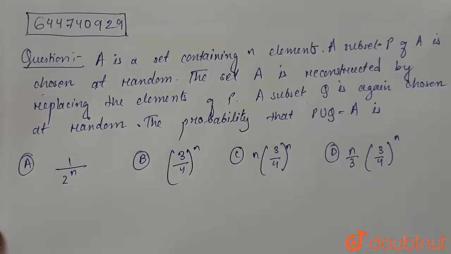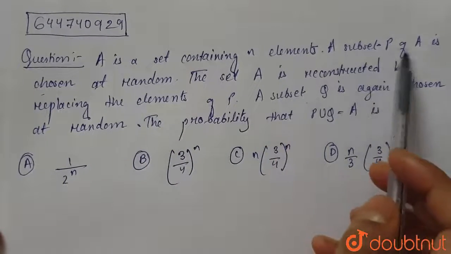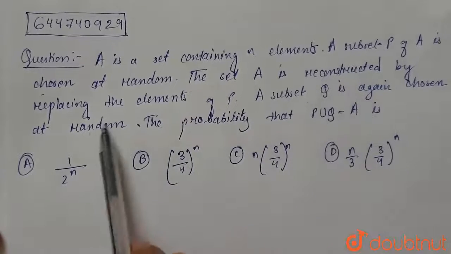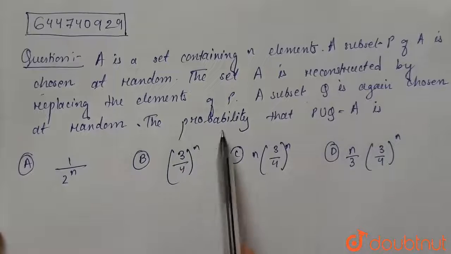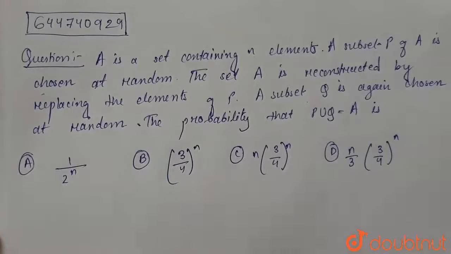Hello everyone. So today our question is, A is a set containing n elements. A subset P of A is chosen at random. The set A is reconstructed by replacing the elements of P. A subset Q is again chosen at random. The probability that P union Q equals A is, and four options are given.